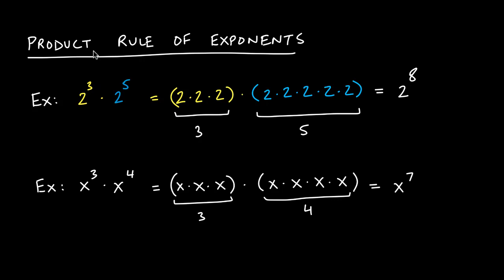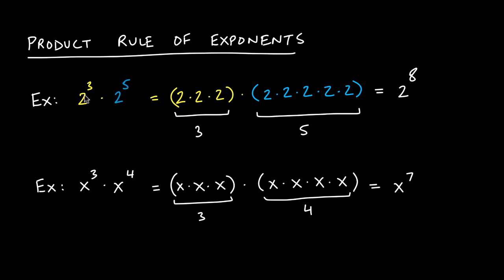So here's the first rule of exponents that we'll talk about in this section. It's called the product rule. We'll actually motivate all the rules in this section by examples, and then you guys get to fill in some blanks. So let's say we have 2 to the third times 2 to the fifth.